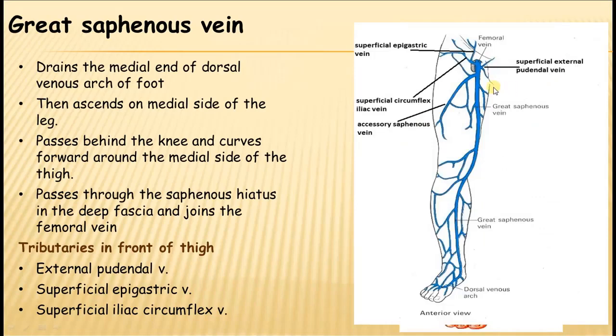So there is a diagrammatic representation of the great saphenous vein for you from the medial end of the dorsal venous arch. Then it passes medially behind the knee and then comes to the anterior part where it receives the three veins before terminating into the femoral vein. So, superficial epigastric, external pudendal, and circumflex iliac veins. You also have an accessory saphenous vein, sometimes not always present, and you should remember that veins are more prone to variations. The only thing is, a variation gains importance when there is an interference in their function.